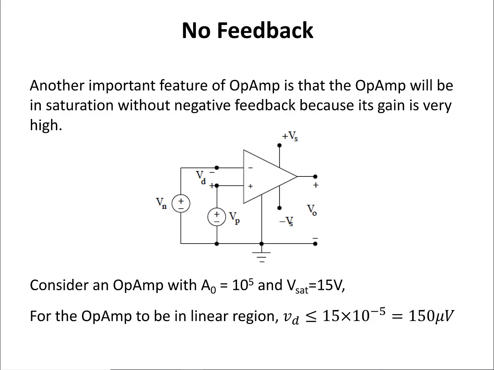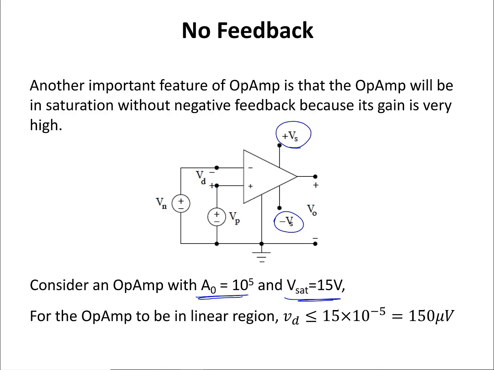The reason is that, let's consider an example. Say that the open loop gain is 10 to the power of 5 and Vsat is 15 volts. Vsaturation is the maximum output voltage that you can get from this op-amp. Vsaturation is going to be slightly less than positive Vs, and from the negative side slightly above the negative Vs value. So Vout is not going to exceed the Vsaturation value, and that's the maximum voltage that you can get at the output of this op-amp.